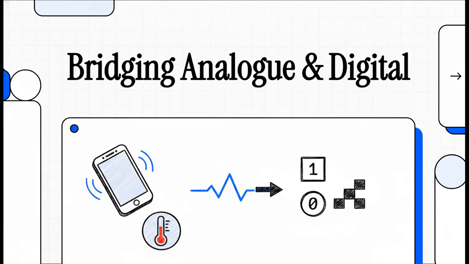Ever wonder how your phone knows which way you're holding it? Or how a thermostat gets the temperature just right? I mean, that's all real-world, smooth, analog stuff. But our computers, our devices, they only speak digital, just ones and zeros. So how in the world do they bridge that gap? It's all thanks to this tiny, invisible translator, and we're about to see exactly how it pulls it off.